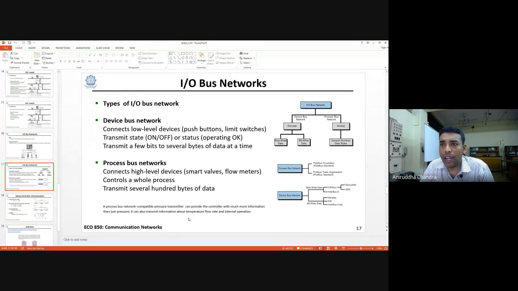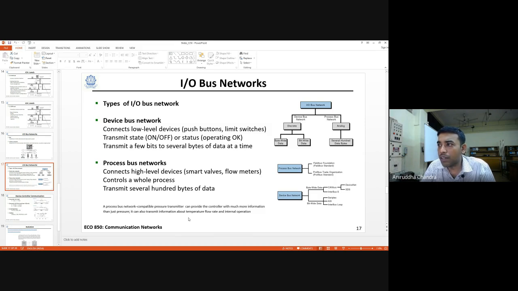Well, earlier we had something like device bus networks, where we connected the low-level devices like push buttons or limit switches, and we could only transmit the on-off state or the status, like whether it is operating fine or not, and they transmit a few bits, like whether it is on or off or something like that.